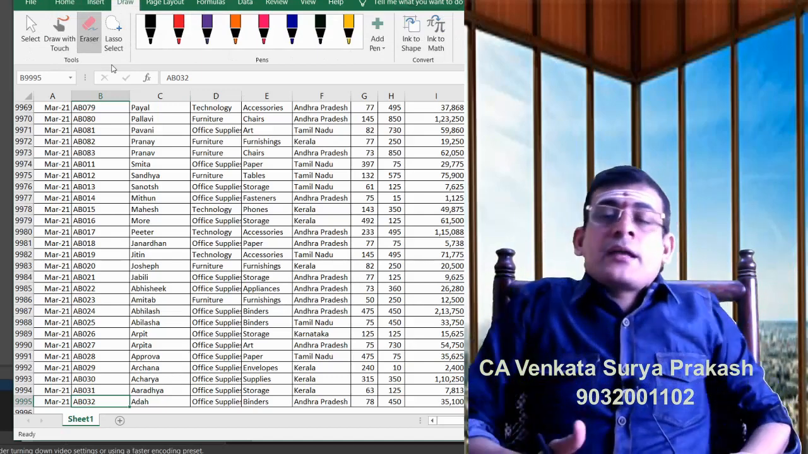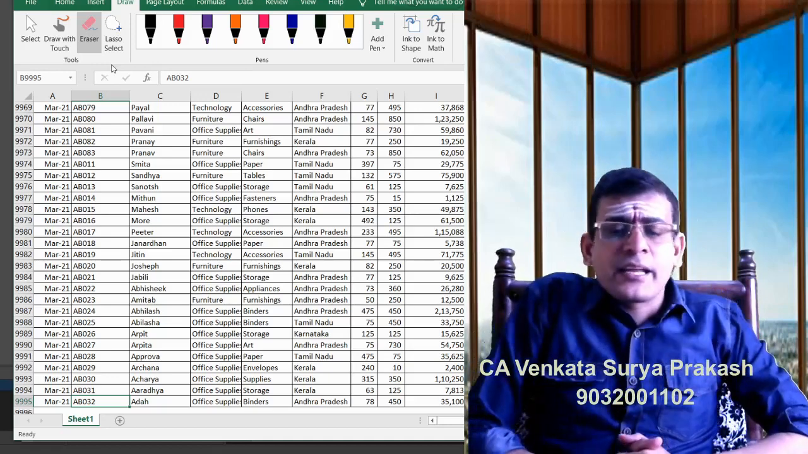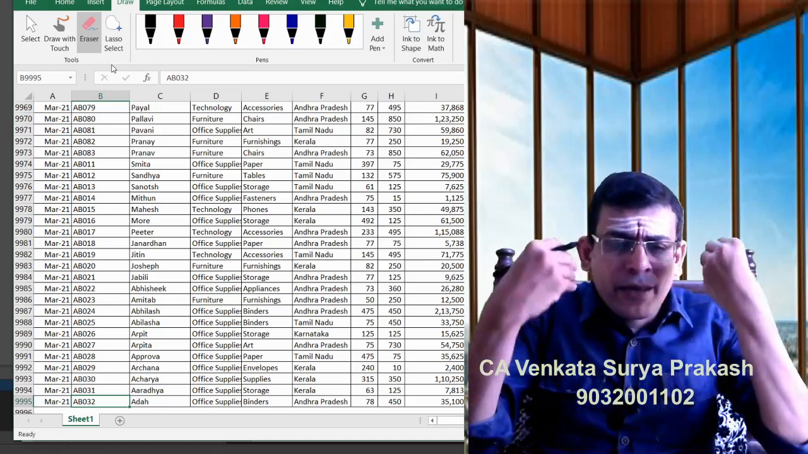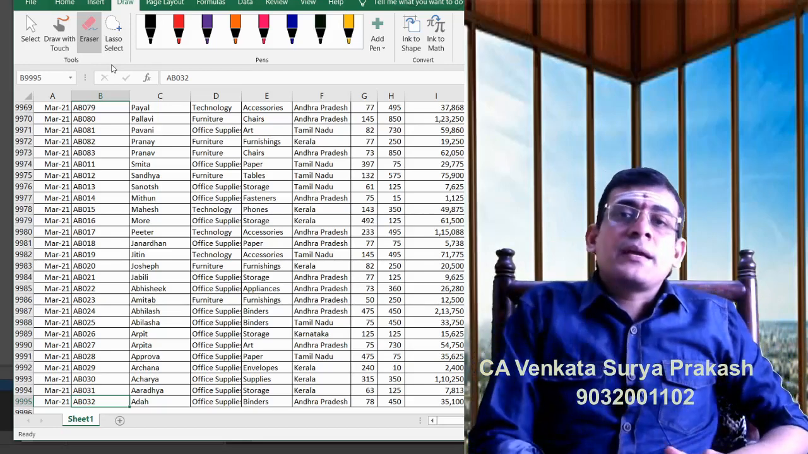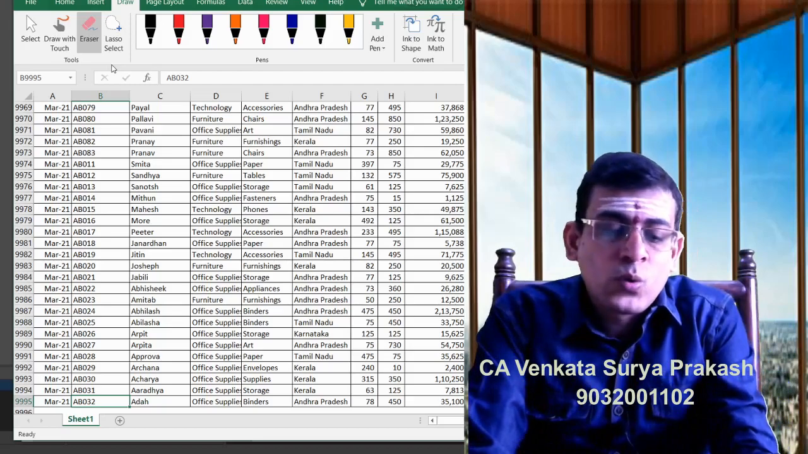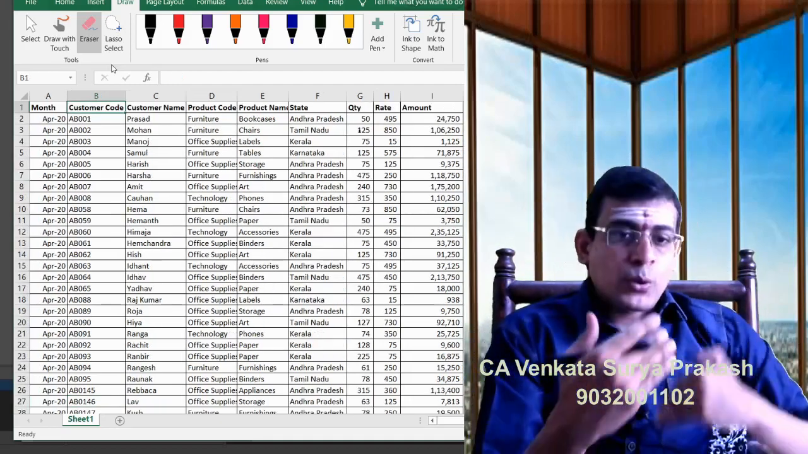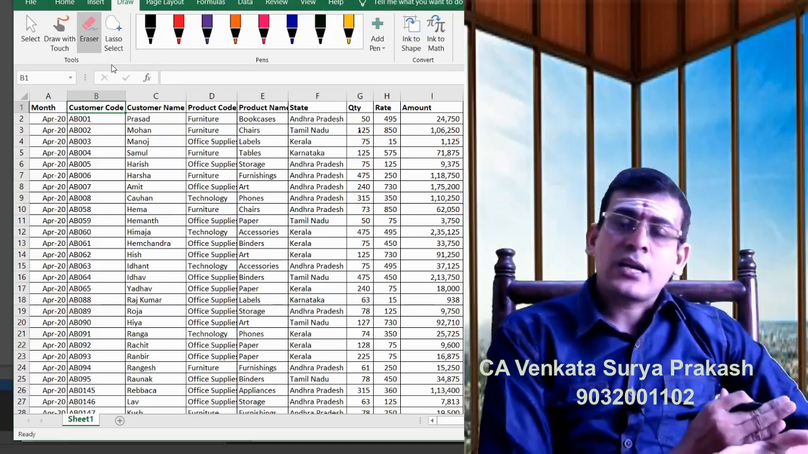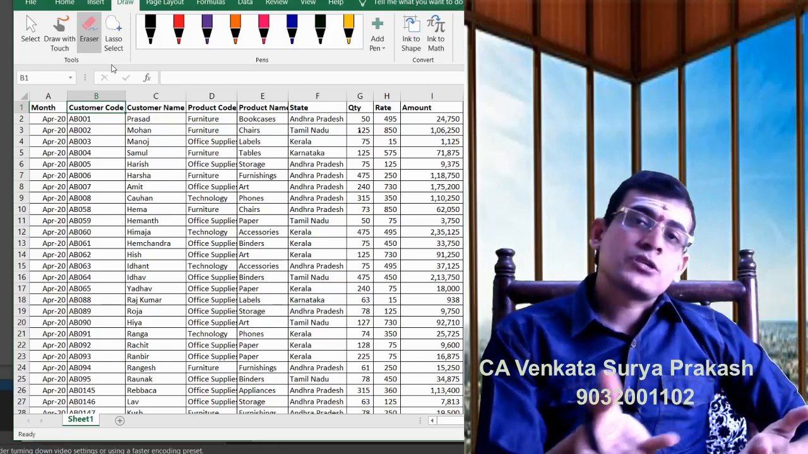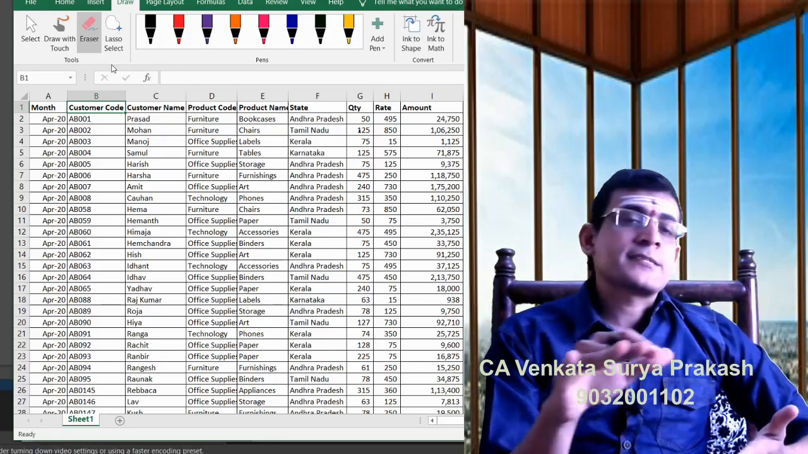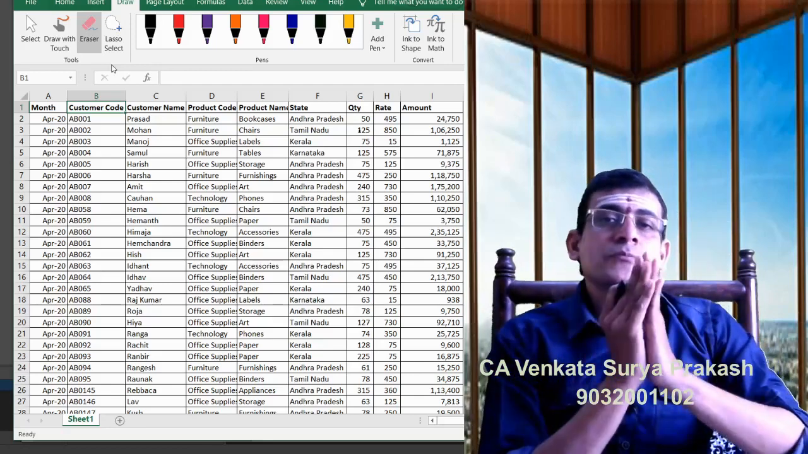If you, being a management accountant, give this information to the company, can the company take any sort of decision? No, it's meaningless data to the management. So being a management accountant, what you need to do is process this data into meaningful information which is useful for the management to take decisions. That is the ultimate objective.